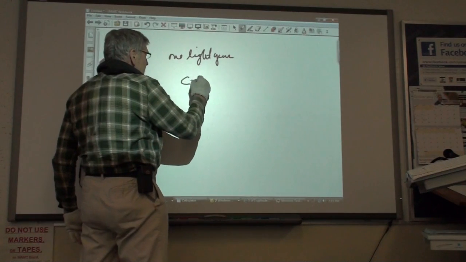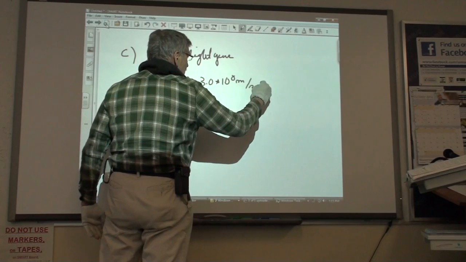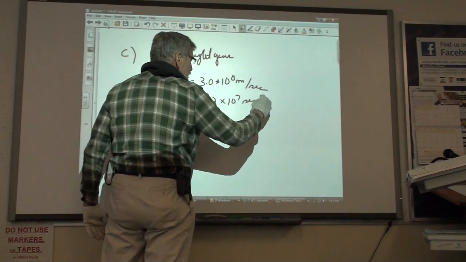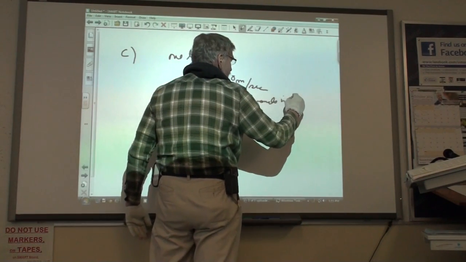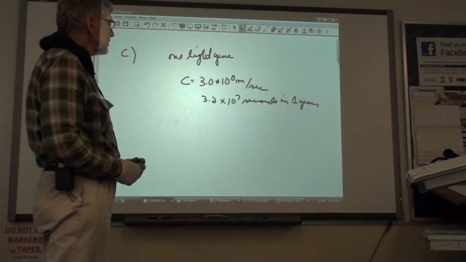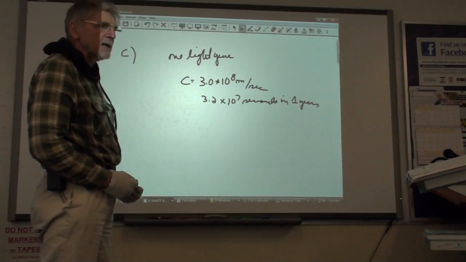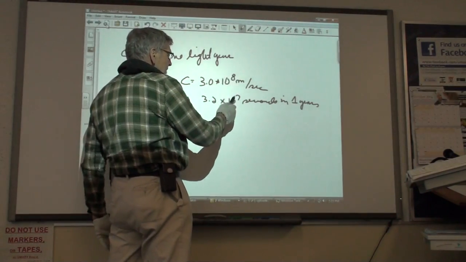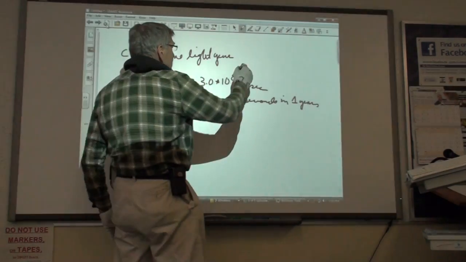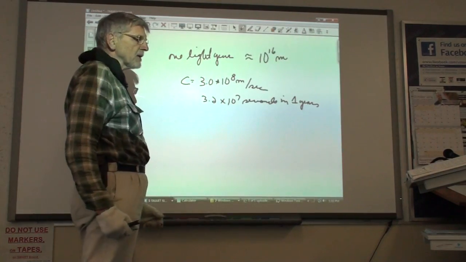Now, the speed of light is 3.0 times 10 to the 8th meters a second. And there are 3.2 times 10 to the 7th seconds in 1 year. So if you multiply these two together, then you are going to get the number of meters that are in a light year, and 10 to the 8th times 10 to the 7th is 10 to the 15th, and we get another 10 from those factors, so this is approximately equal to 10 to the 16th meters, is the distance of a light year.